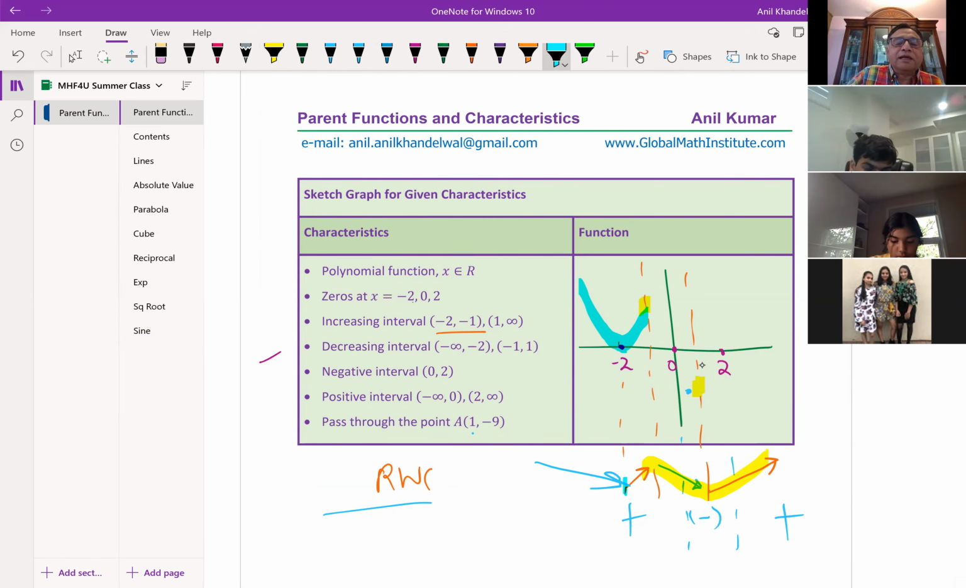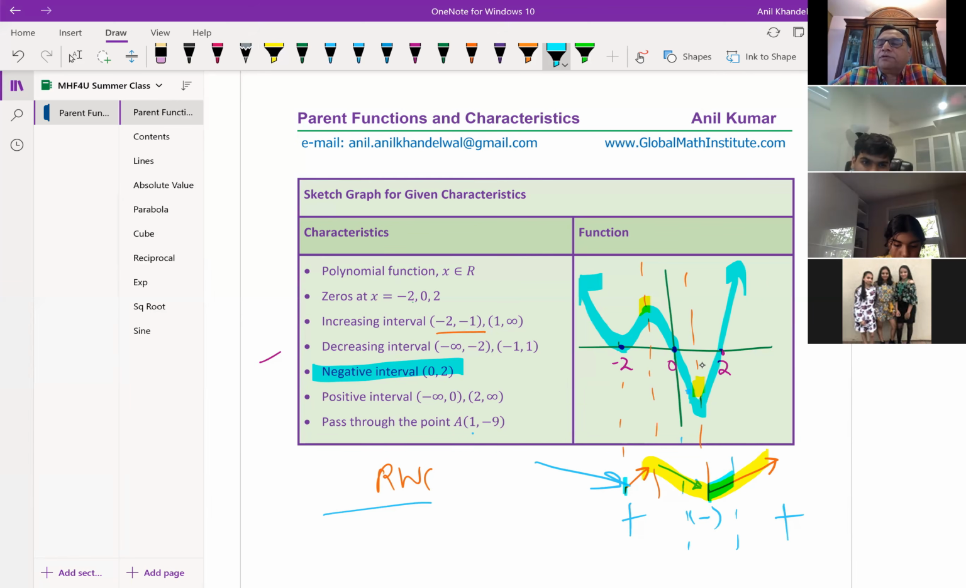Negative when? Negative between 0 to 2. So after 0, which is also a 0, it becomes negative. It goes through a negative point, but after that point, it has to increase. And so after that point, it increases and goes like this. Do you see the graph which we have drawn from the description which we have at the bottom?